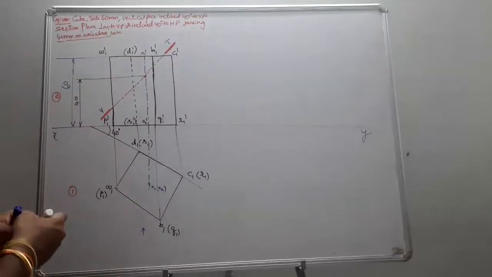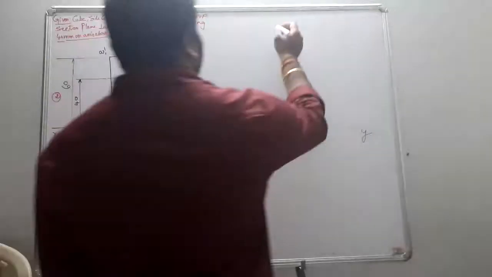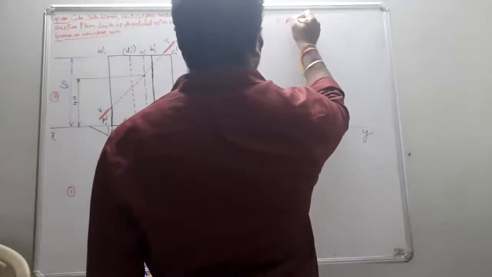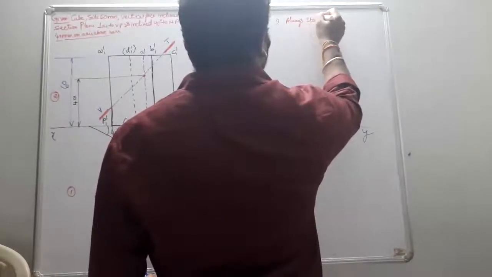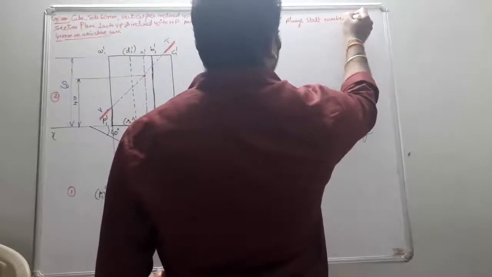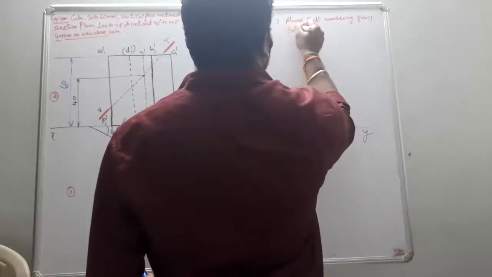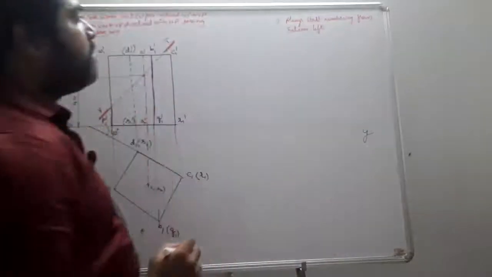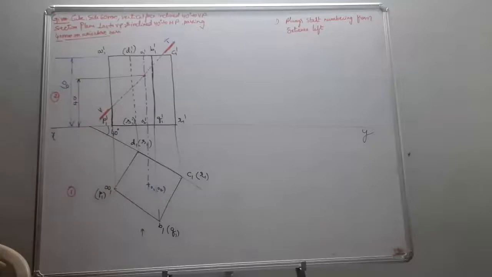My point is, first of all, always start numbering from extreme left. First point. So that was the first consideration. Extreme left is going to be here.